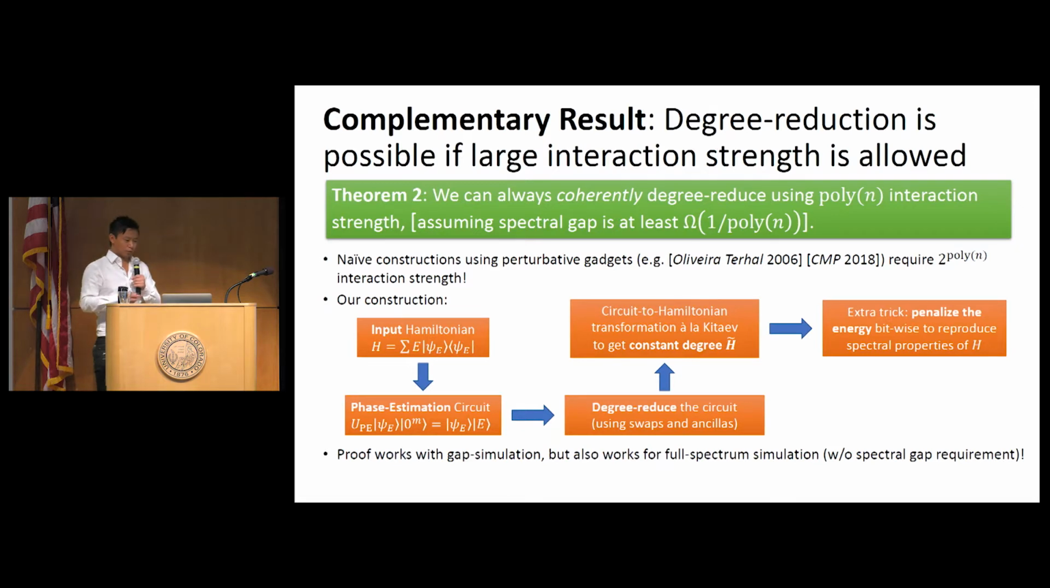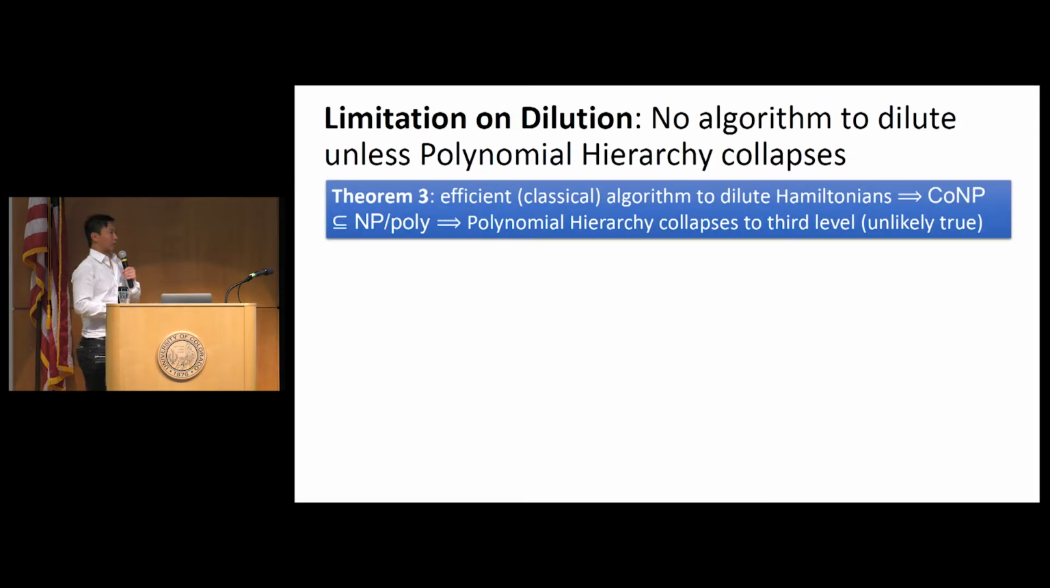Our proof, even though it works for gap simulation, actually also works for full spectrum simulation. And there, we don't really require anything about the spectral gap. This is also true if you restrict the output Hamiltonian to be a 1D or 2D Hamiltonian. Now, we're ready to wrap up the degree reduction stuff and discuss a little bit on dilution.